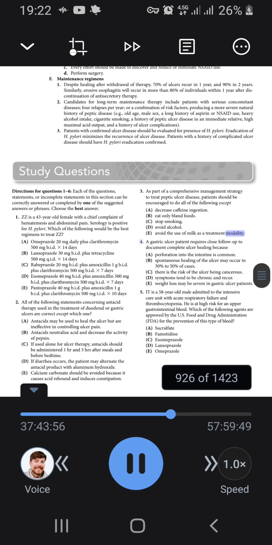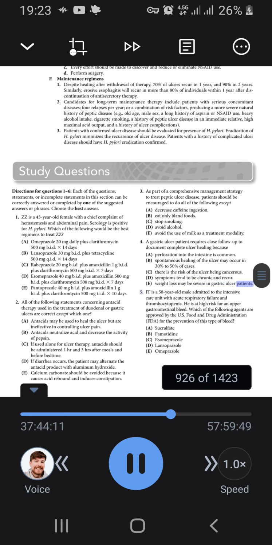4. A gastric ulcer patient requires close follow-up to document complete ulcer healing because A. Perforation into the intestine is common. B. Autonomic or spontaneous healing of the ulcer may occur in 30% to 50% of cases. C. There is the risk of the ulcer being cancerous. D. Symptoms tend to be chronic and recur. E. Weight loss may be severe in gastric ulcer patients.